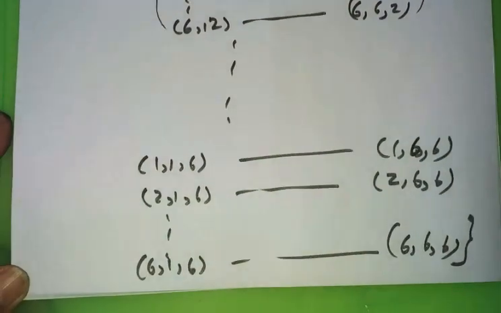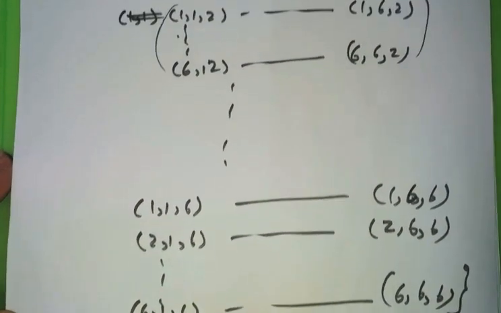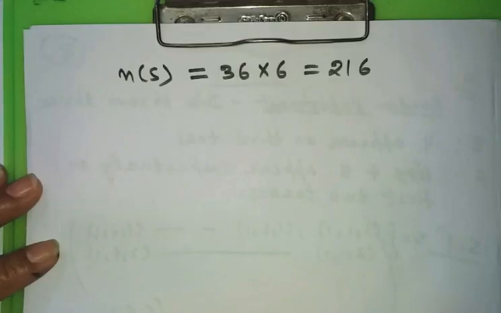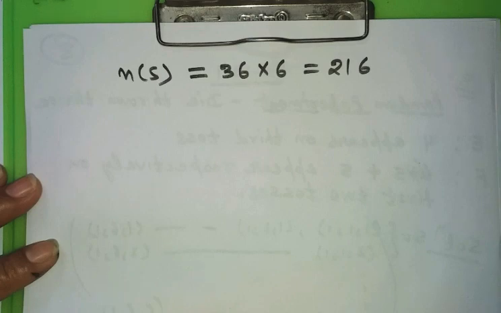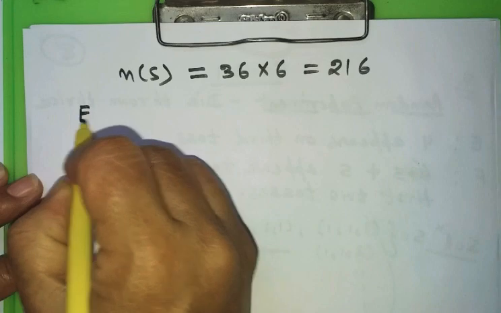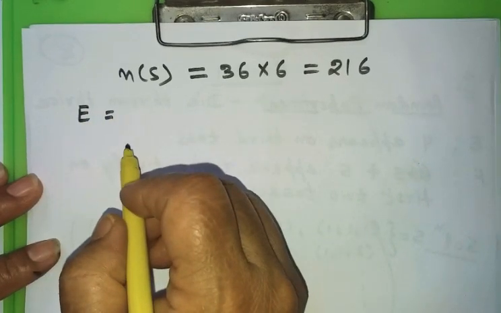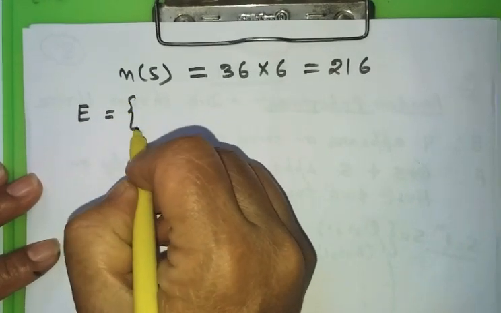You can simply write the number of elements in the sample space. Number of elements in this sample space comes out to be 216, and then let us write the event E. Event E says that 4 appears on third toss.